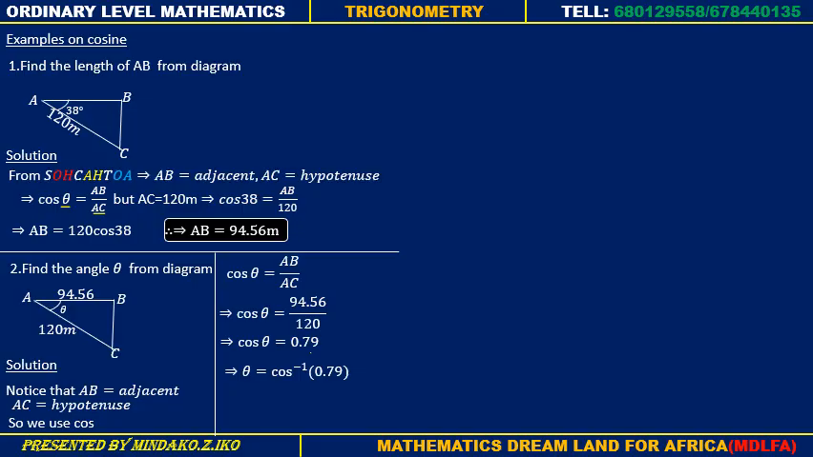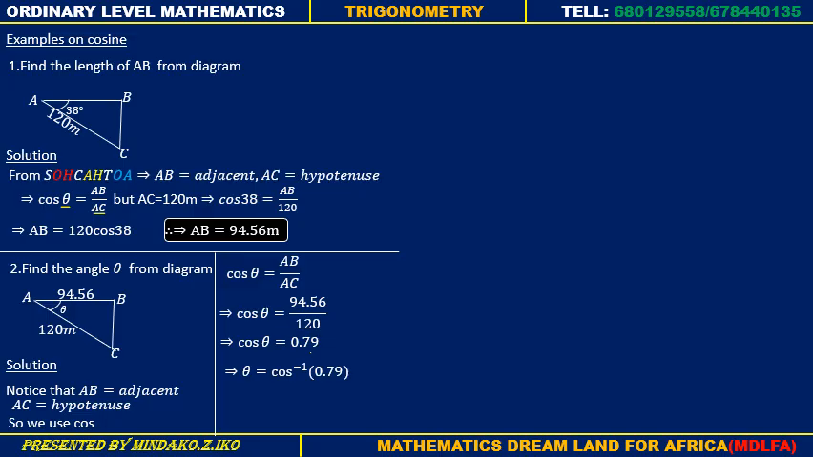Now on your scientific calculator, you press shift. The shift button is at the top left-hand side. If you press the shift button and then press cos, where you see cos inverse, then you put a bracket there and punch in the answer 0.79.